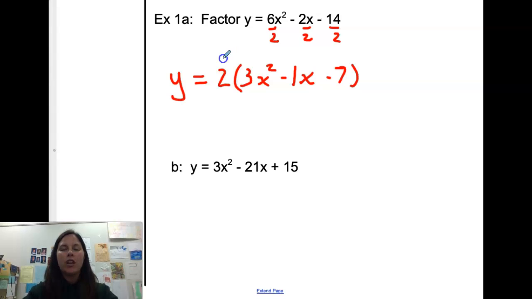Last week we talked about checking our work by doing distributive property, and we can check our work this week by doing distributive property as well. This is just your basic distributive property. 2 times 3 gives us back that 6x squared. 2 times 1 gives us back that negative 2x. And 2 times 7 gives us back that negative 14. So that worked. This is another way of factoring a quadratic equation.